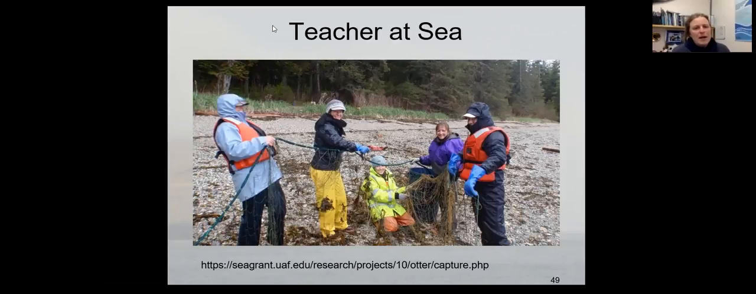You can also, on that same webpage, find a whole description of what that otter capture process was as well. So that's going to do it for me, and I'm available for questions if people want to email me, and I can give you as much information as I can and pass on Zach's dissertation to you if you want to dig into the details there.